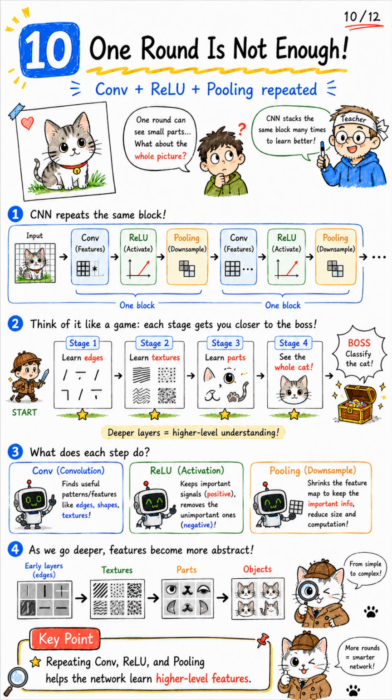Many CNNs repeat the same basic pattern: convolution, ReLU, and pooling. Convolution finds features. ReLU filters signals. Pooling compresses information. Together, they form one round of feature extraction. After several rounds, the model no longer sees raw pixels, it sees higher-level features. You can think of this like leveling up in a game. Level 1, find edges. Level 2, find textures. Level 3, find parts. Level 4, understand the object. With each round, CNN gets closer to the final answer.